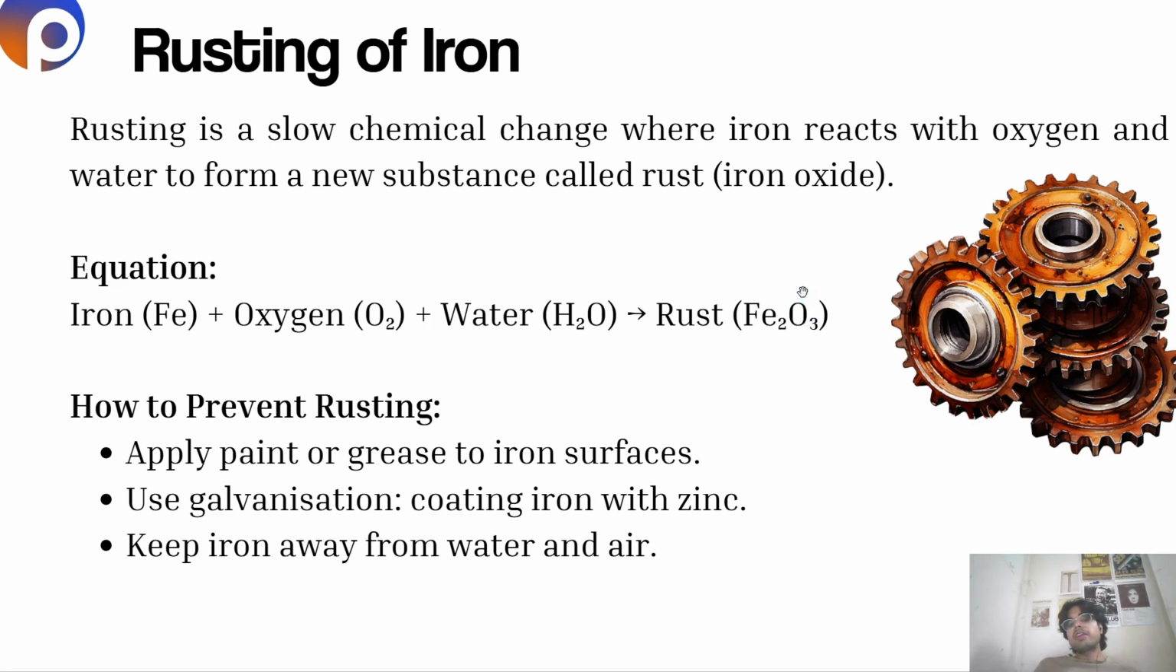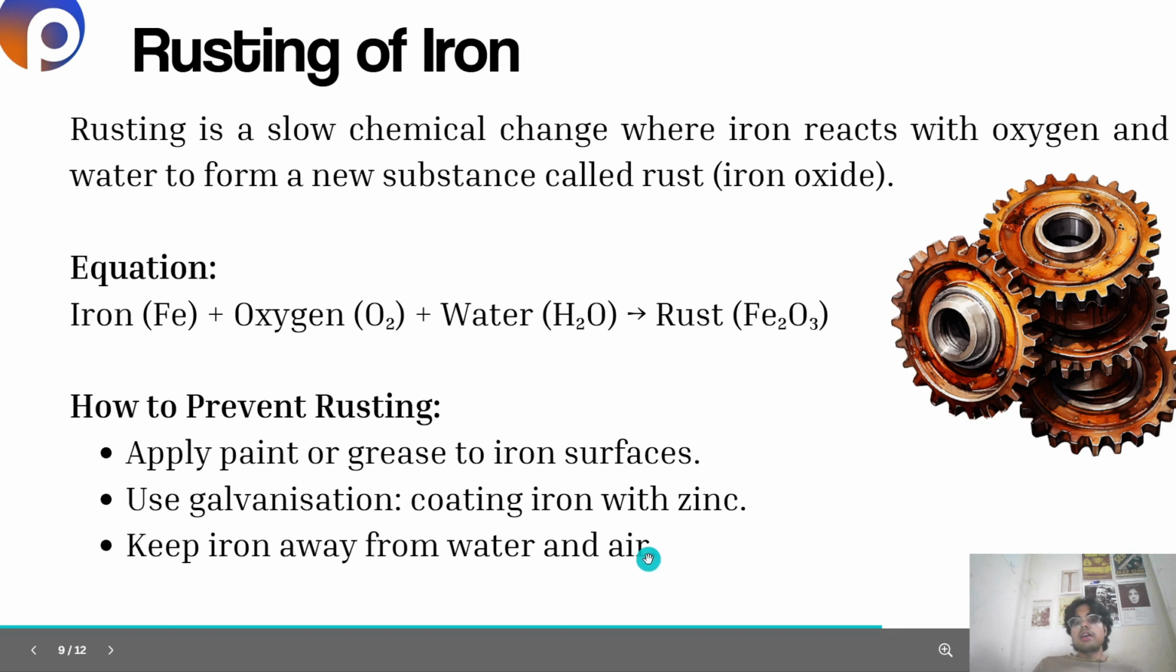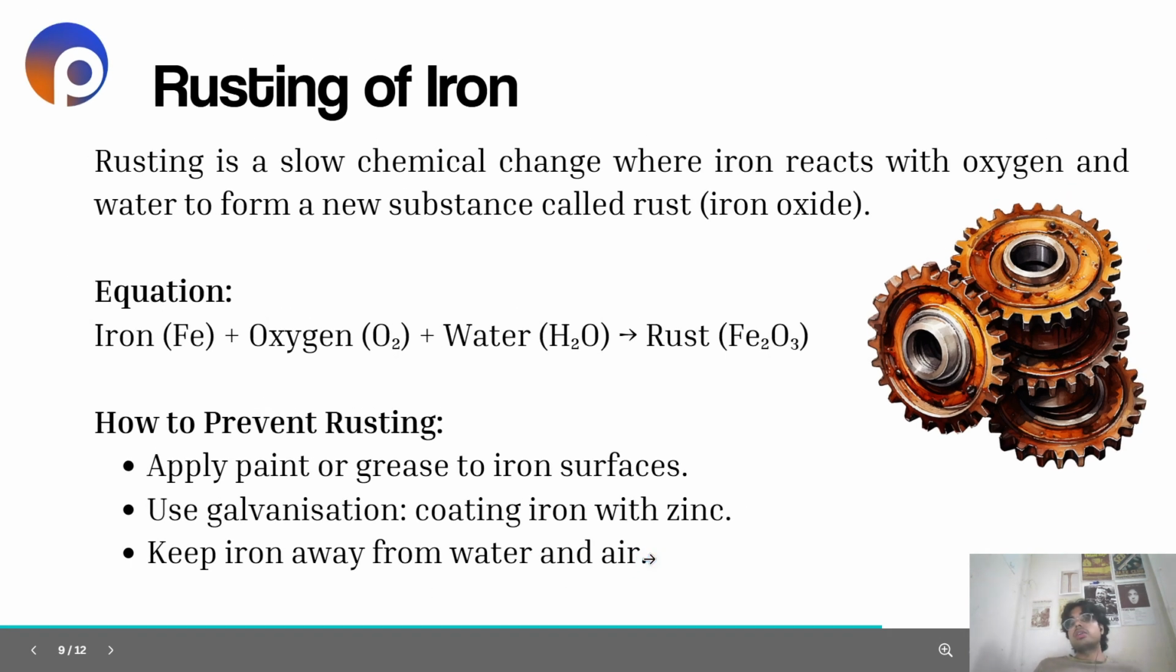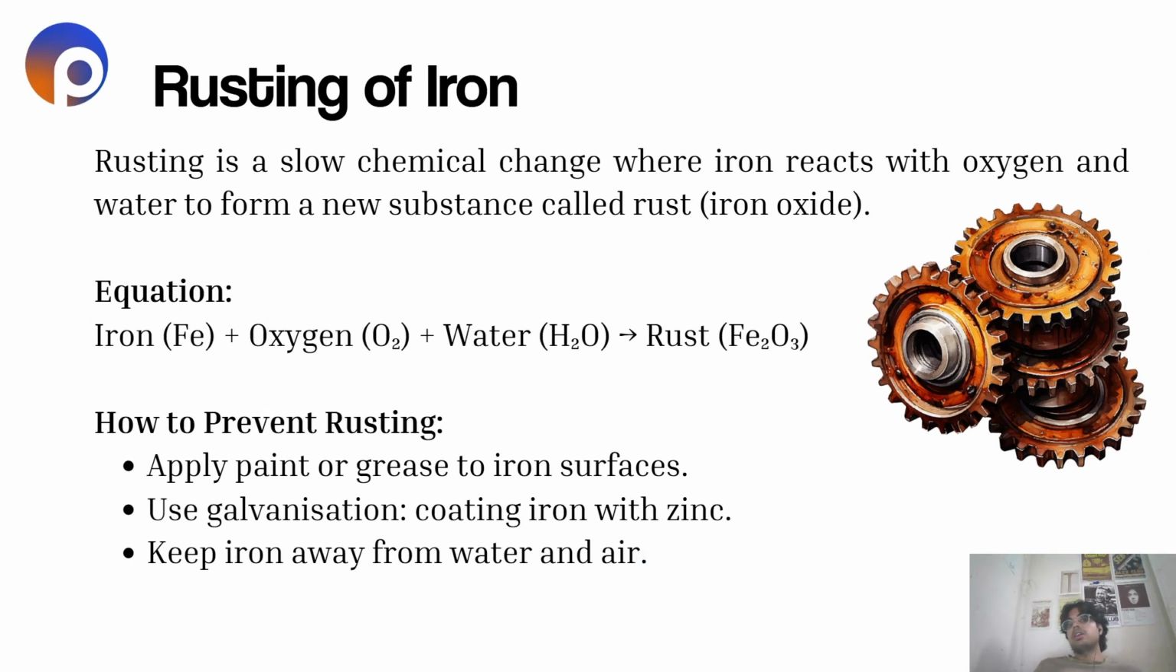Now, how do we prevent the iron from rusting? So you need to apply paint or grease to the iron surfaces. Use galvanization. Now galvanization is the process where zinc is coated over the iron. So it protects it from reacting directly with the air and water. It keeps iron away from water and air so it won't react with both of them and will not form rust over it.